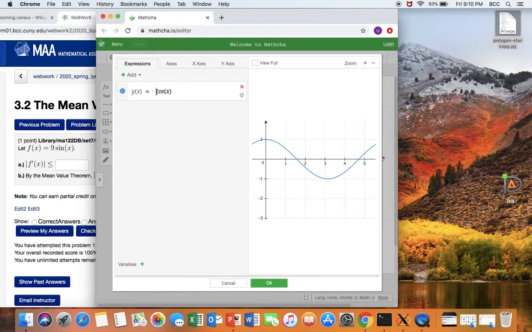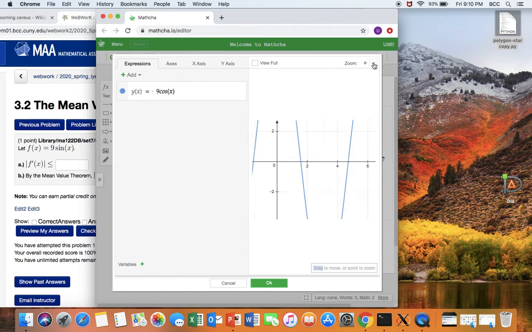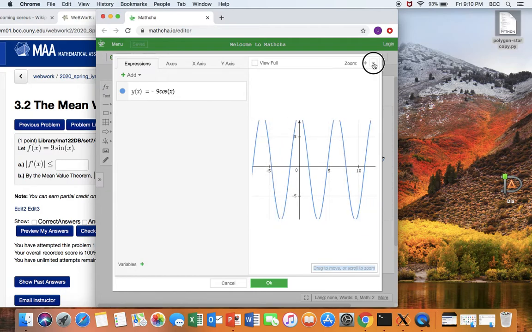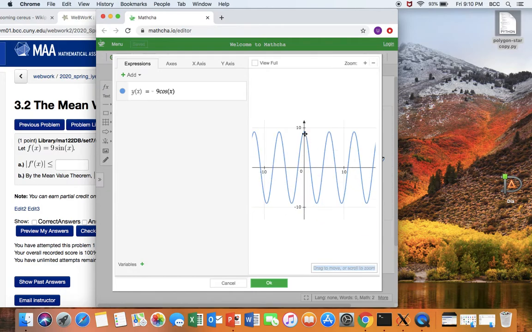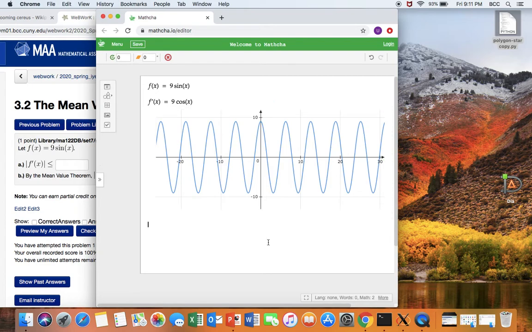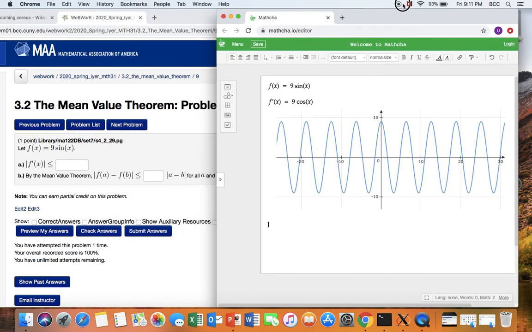Now what about 9 cosine x? Aha, it looks like something has happened. For 9 cosine x, the maximum is 9, the minimum is negative 9. All right, what does that mean? It goes from top to bottom. So let me get the diagram of 9 cosine x here. The highest it goes is 9, the minimum it goes is negative 9.